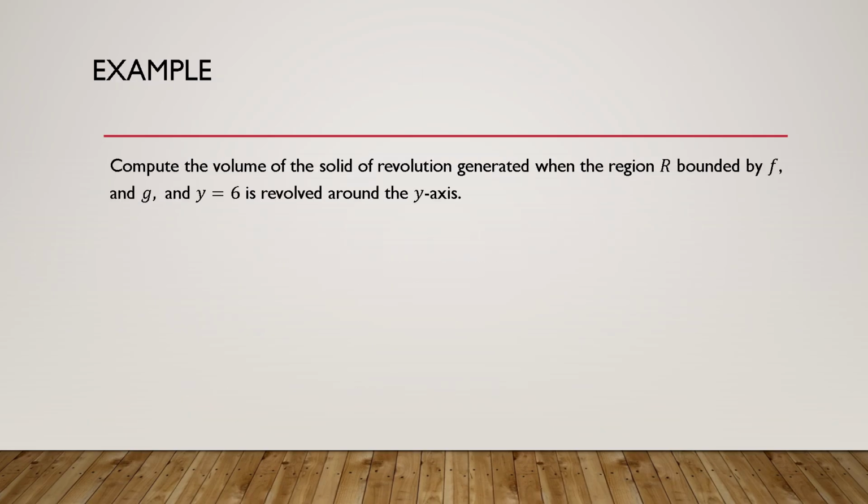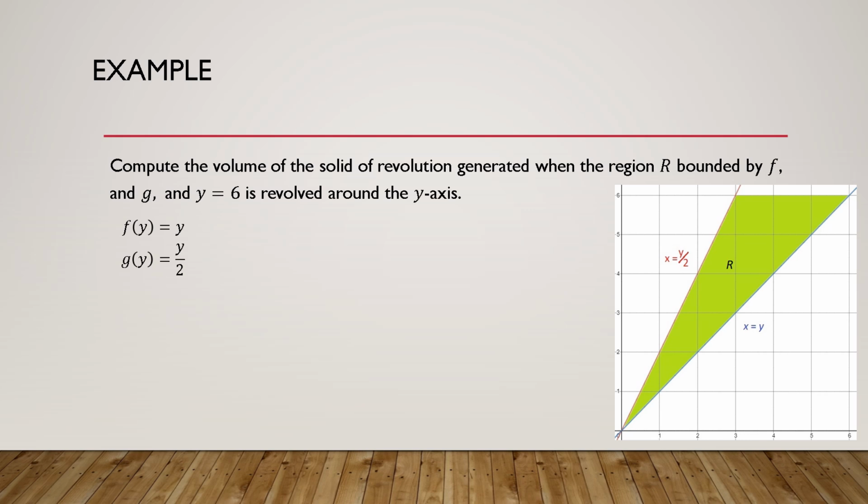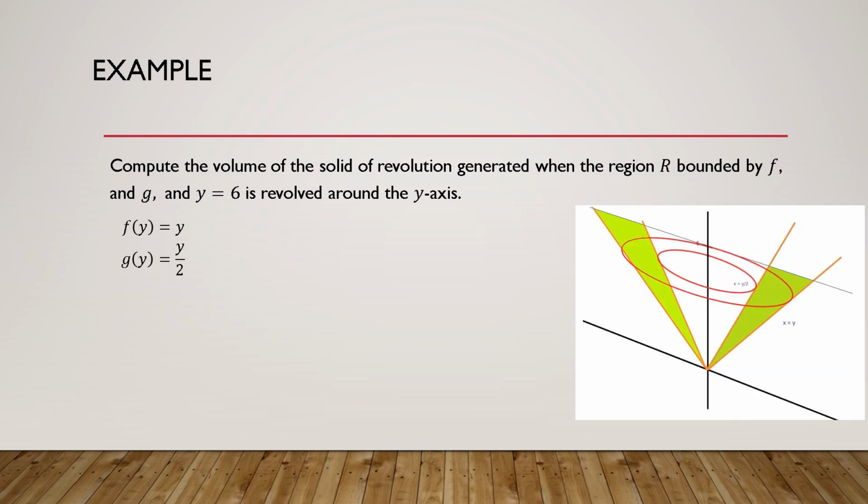As an example, compute the volume of the solid of revolution generated when the region R, bounded by f of y equals y, and g of y equals y over 2, and y equals 6, is revolved around the y-axis. We start with the equation for the washer method and apply the functions so that the volume equals the integral from 0 to 6 of pi times the quantity of the function that determines the outer horizontal radius minus the inner horizontal radius. In this case, y squared minus y over 2 squared dy.